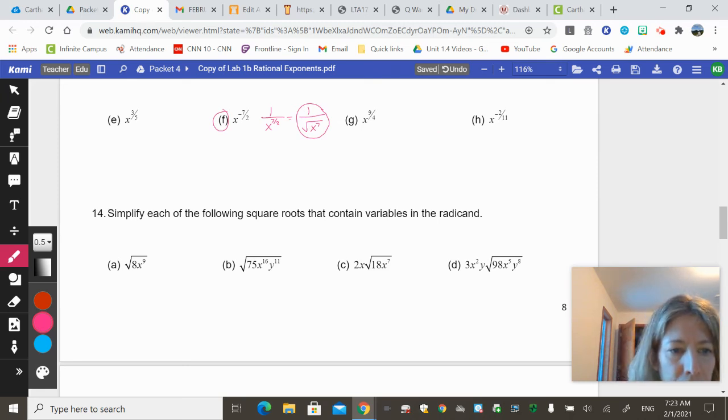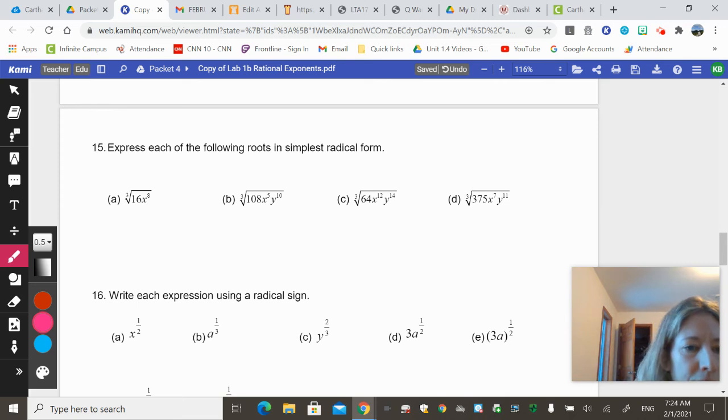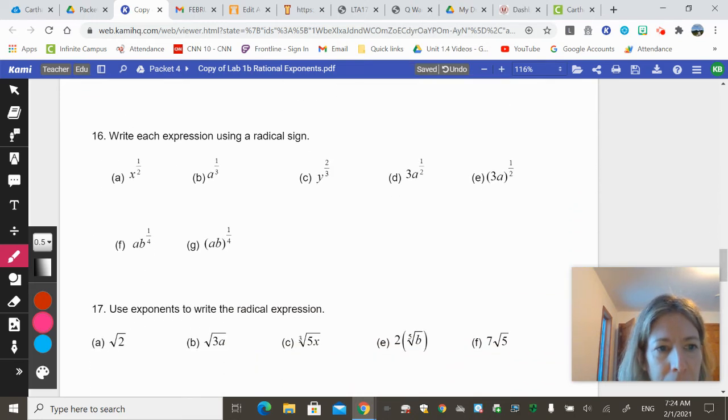All right, number 14, it says simplify each of the square roots that contains variables in the radicand. All right, this is what we just did in exercises 8 and 9. We did that extensively, so you guys should be all set. They're all square roots, so it's a root of 2, right? For these, that was the same as exercise 7. We just started working with square roots. So simplify the square roots. Number 15, it's the same thing that we did. Now the roots are higher. This was like exercise 8, so you guys should be all set with that.